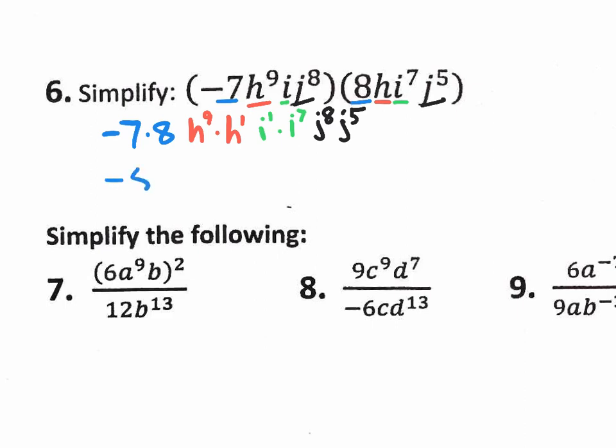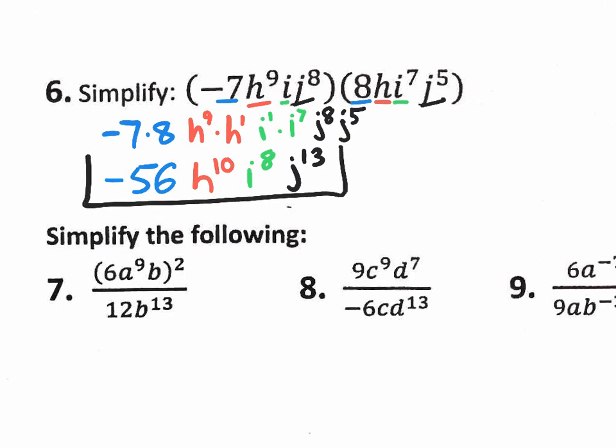-7 times 8 is -56. H to the 9th times h to the 1 power, that's h to the 10th power. That's rule 1 of exponents. And then I to the 1 times I to the 7, that's I to the 8th. And last but not least, j to the 8th times j to the 5th. Add those, you get j to the 13th. So ladies and gentlemen, this is my answer, but you don't need it to be all those different colors. Negative 56, h to the 10th, I to the 8th, j to the 13th, and that's it.